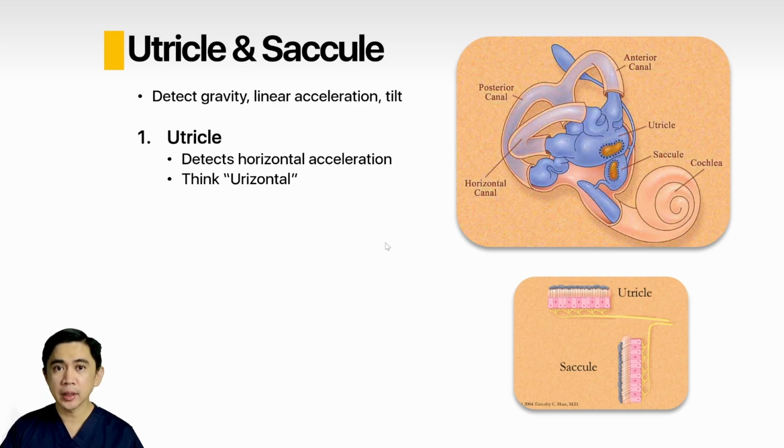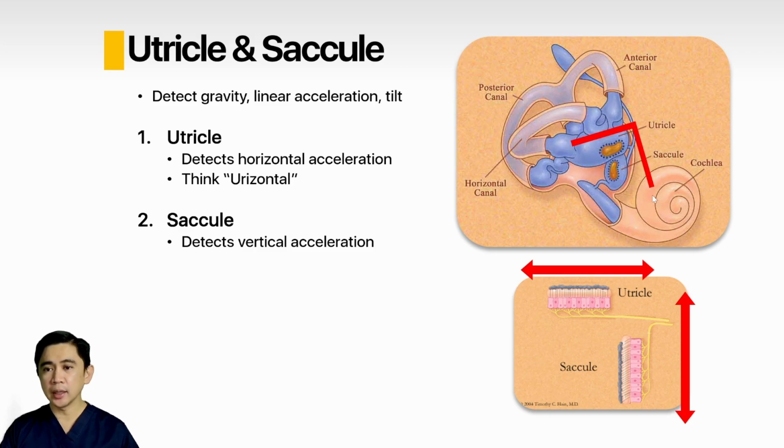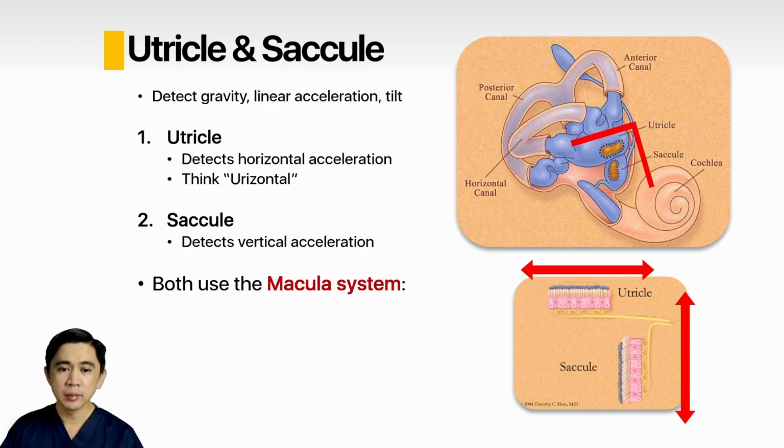In order to remember it, think horizontal. And we also have the saccule, which detects vertical acceleration. They can be thought of being at 90 degrees of each other. So it covers both the vertical and horizontal aspects. The utricle and saccule both use the Macula System, wherein there are otoliths on it. Here, you can see the otoliths.